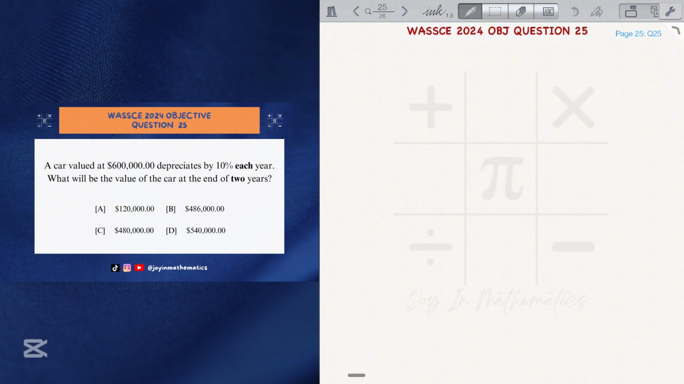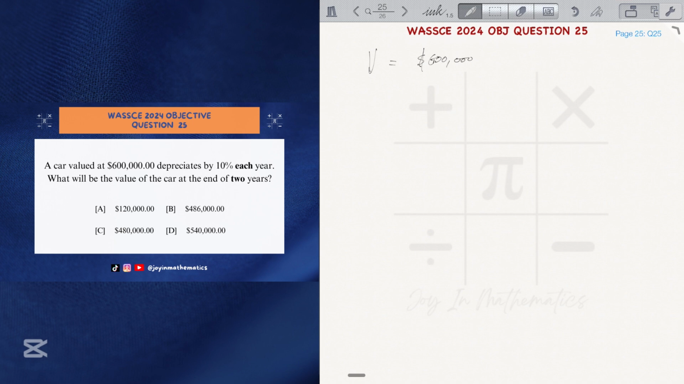WAEC 2024 objective question 25. The question says a car valued at $600,000 depreciates at 10% each year, emphasis on each. What is the value of the car at the end of 2 years? So at initial value, let's call it V, the value is $600,000.